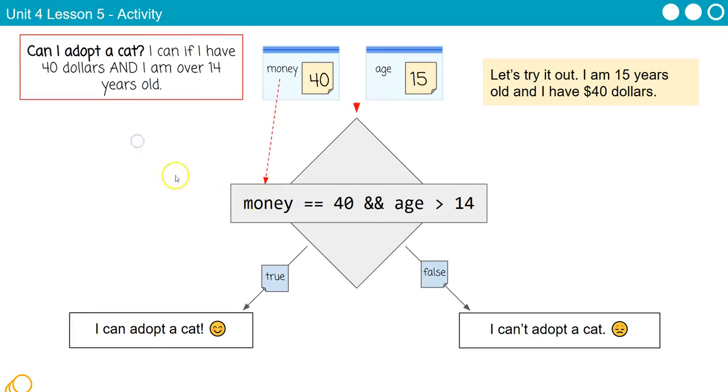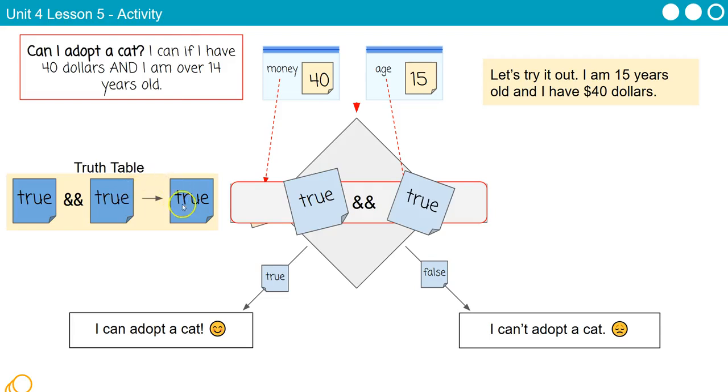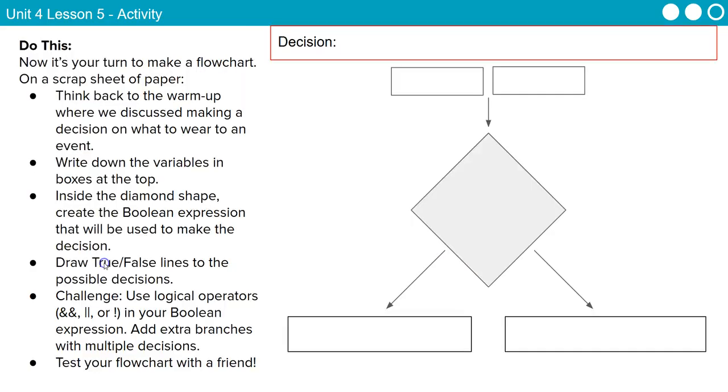So we know that money is 40. We know that age is 15. So 40 equal to 40, this left side is going to evaluate to true. The right side, 15 greater than 14, that is going to evaluate to true. And then using that AND truth table, I can see if the left side is true and the right side is true, this entire expression is true. All right, so in this case, you would say true, I can adopt the cat.